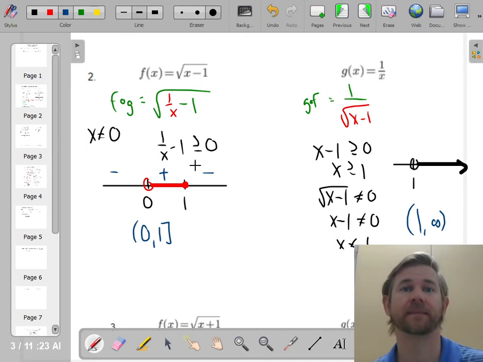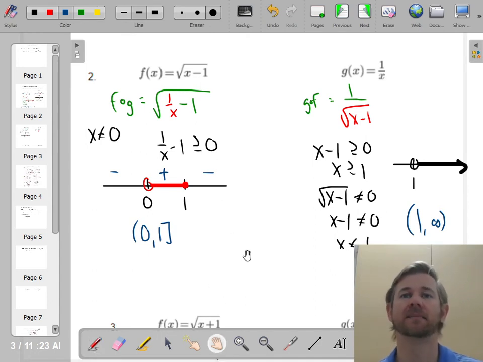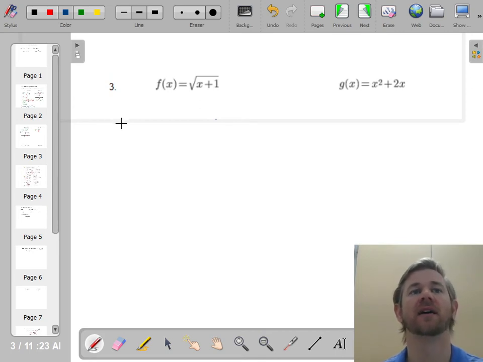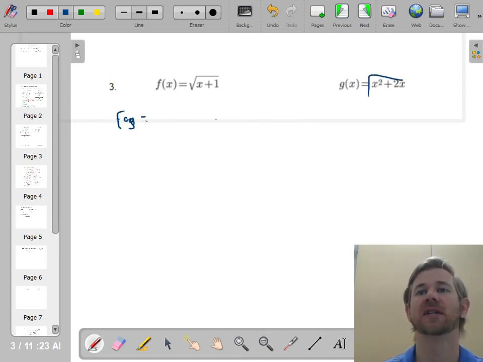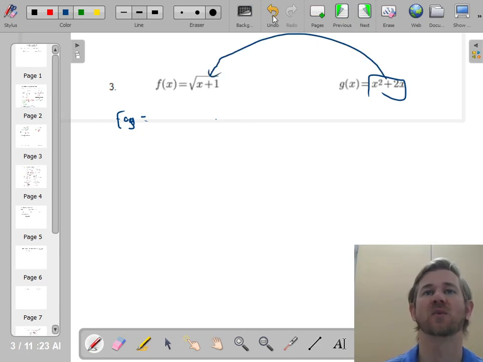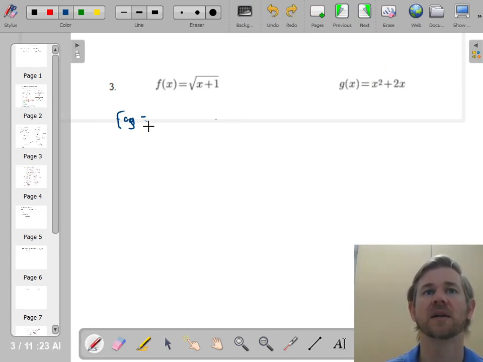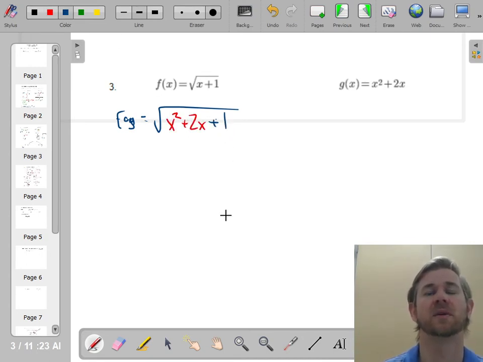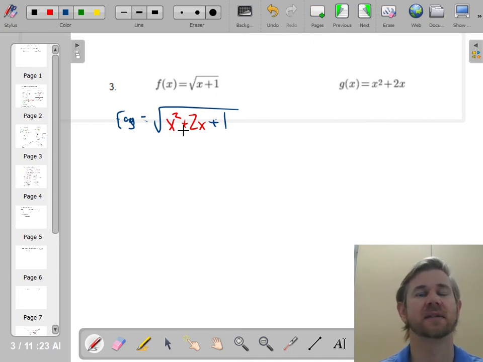All right, so last problems, I guess, there's 2 of them. We're going to do the same thing. So we'll find f of g. And f of g, that means we're going to plug g into f. So instead of the square root of x plus 1, it's going to be the square root of x squared plus 2x. And then we got to throw on the plus 1. So I put x squared plus 2x in for x.